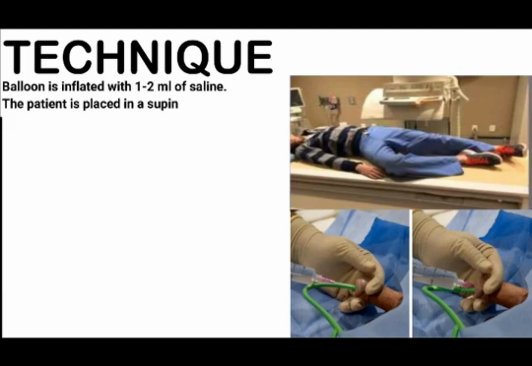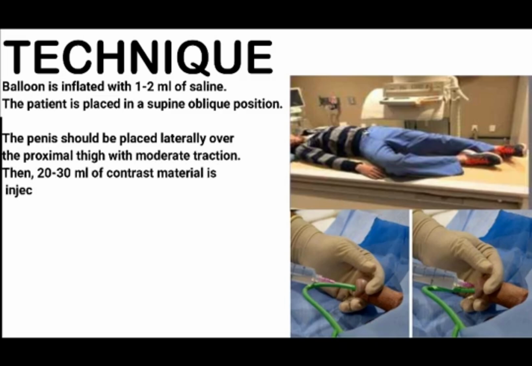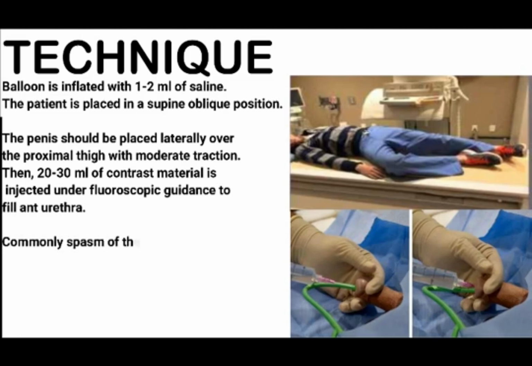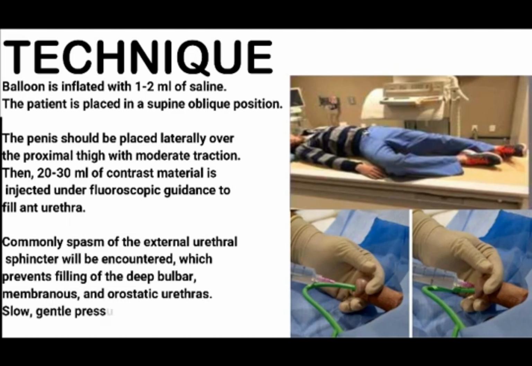The patient is placed in a supine oblique position. The penis should be placed laterally over the proximal thigh with moderate traction. Then 20 to 30 milliliters of contrast material is injected under fluoroscopic guidance to fill the urethra. Commonly, spasm of the external urethral sphincter will be encountered, which prevents filling of the deep bulbar, membranous, and prostatic urethras. Slow, gentle pressure is usually needed to overcome this resistance.